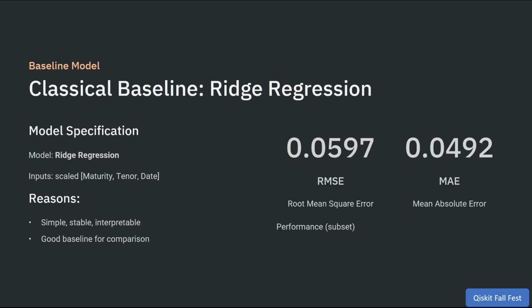For the classical baseline, we use ridge regression trained on the scaled features: maturity, tenor, and time. Ridge is a good benchmark because it is simple, stable, and interpretable, and it does not overfit easily. On our evaluation subset, the classical ridge model achieves a root mean squared error of 0.0597 and a mean absolute error of 0.0492. These numbers give us a reference point to judge whether the quantum model actually adds value.